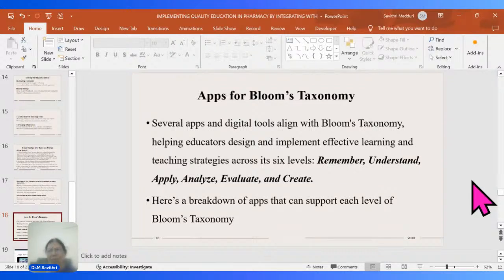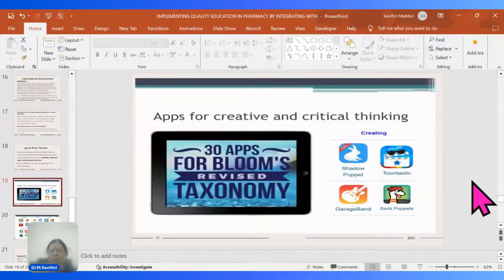When you are writing COs and POs, the training was given to the faculty. So, you have to make a task. Then, what is remember? What is understand? Apply, analyze, evaluate, and create. All the apps are available and make your task very easy. And here there is a breakdown of apps that can support each level of Bloom's taxonomy. So let us see those apps.